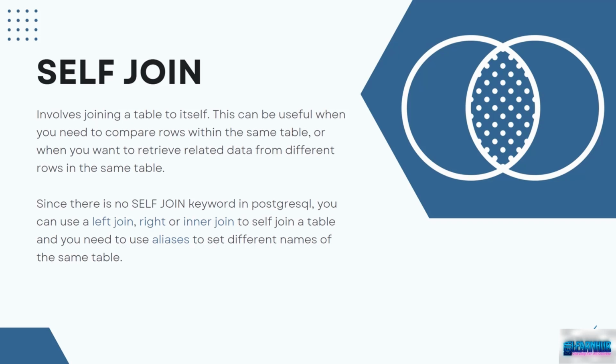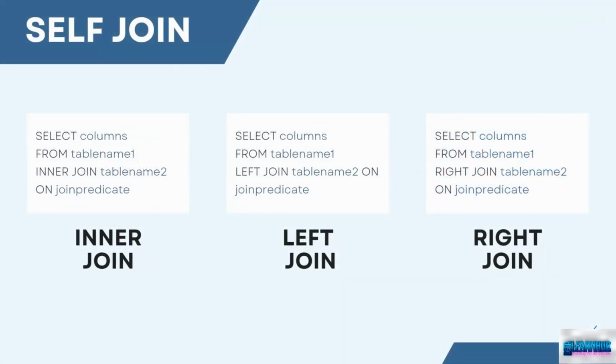Since there is no self-join keyword in PostgreSQL, you can use a left join, right join, or inner join to self-join a table. Also, since using the same table name for comparison is not allowed in PostgreSQL, you need to use aliases to set different names of the same table during self-join. Here are the syntaxes of the different joins you can use for a self-join.